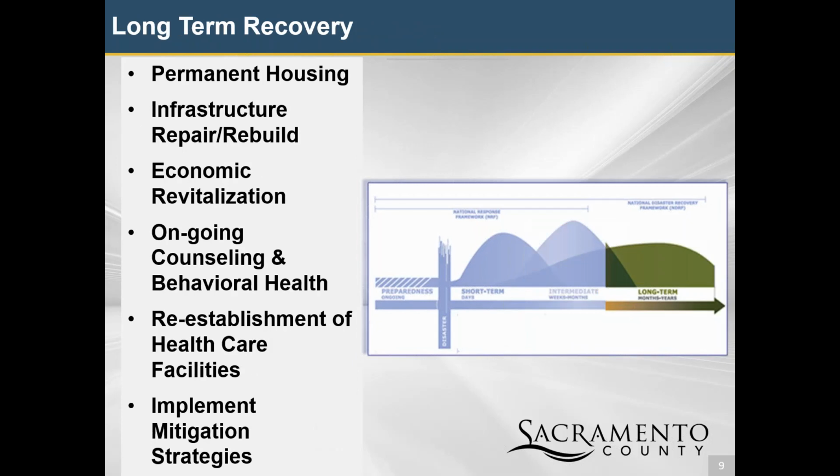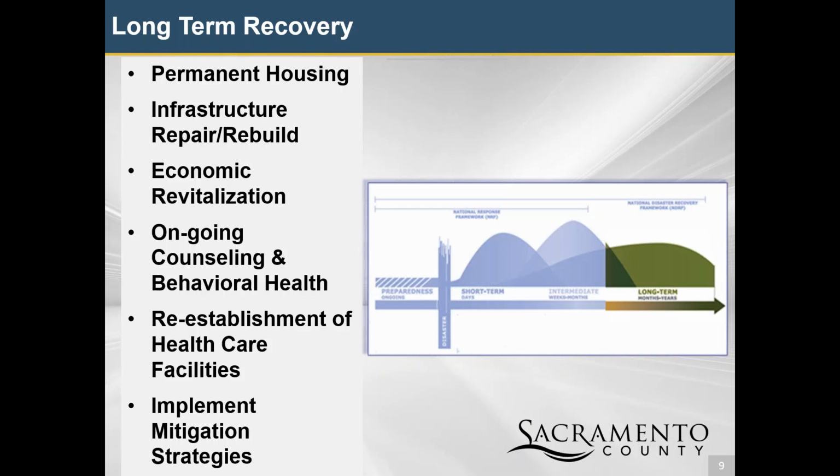Now, long-term recovery, this is months into years. Nobody ever knows how many months or how many years it might take to recover from a disaster. But in this phase, permanent housing needs to be established. Develop permanent housing solutions. Infrastructure repair: rebuild infrastructure to meet future community needs. Economic revitalization: implement economic revitalization strategies and facilitate funding for business rebuilding.